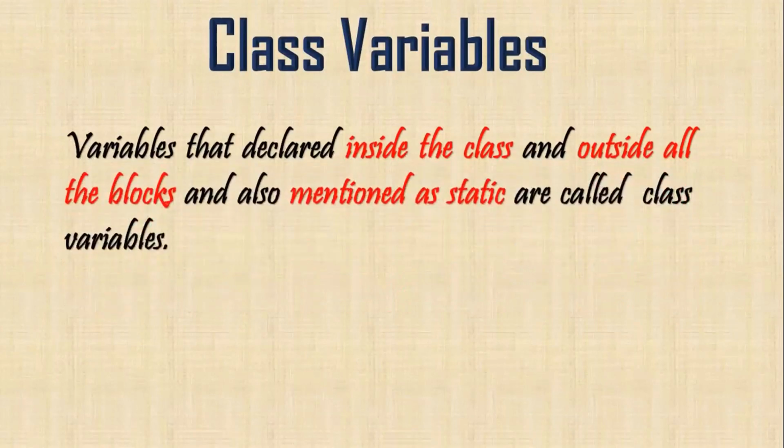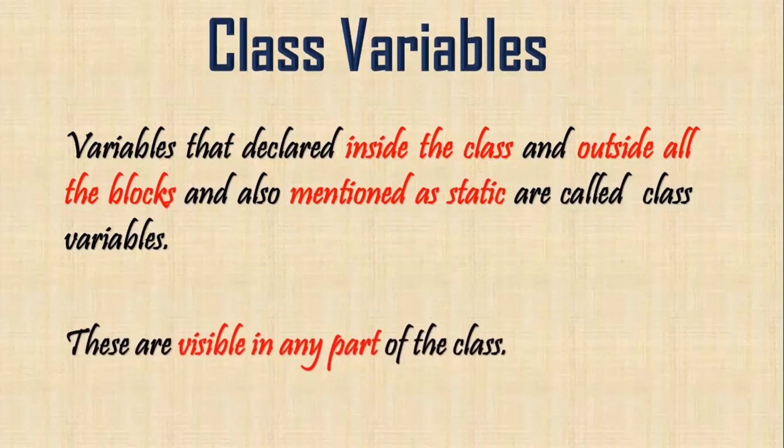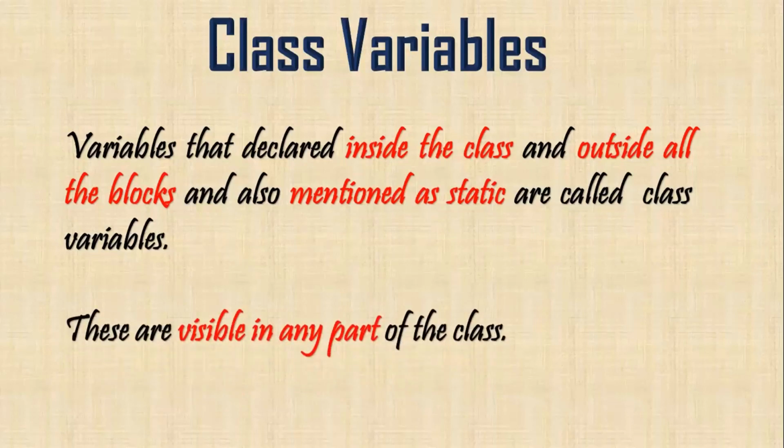Let us see what are class variables. Variables that are declared inside the class and outside all the blocks and also mentioned as static are called class variables. These are visible in any part of the class. I will explain through a simple program.